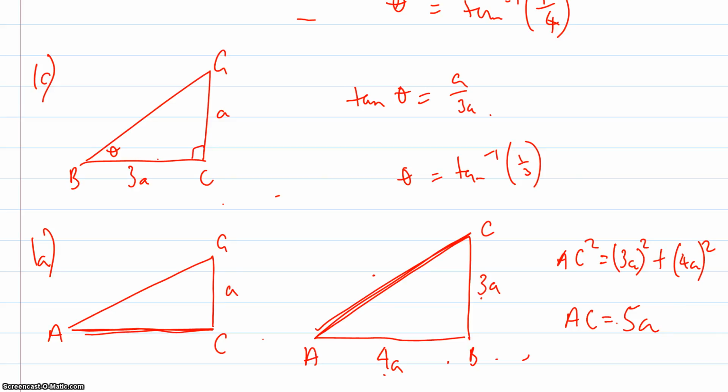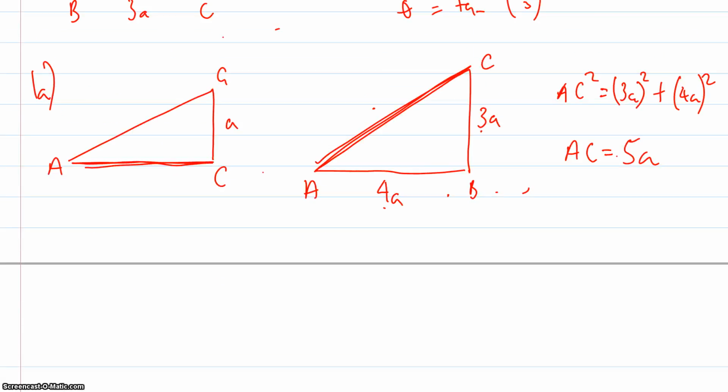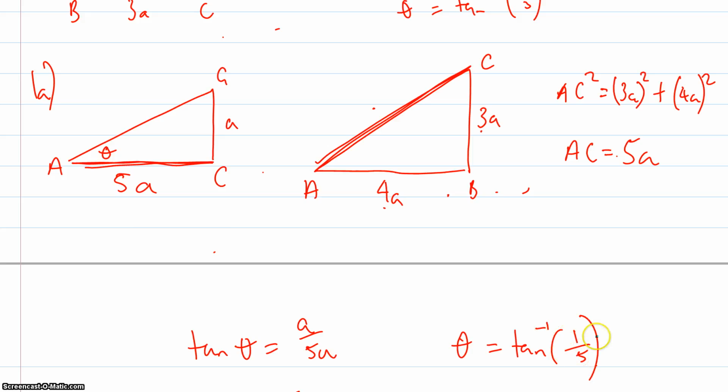And then finally, if that AC is 5A, then I can find out what this angle is in here, which is what the question was actually asking me to do. So it's going to be tan theta is A over 5A, which means theta will be tan inverse of 1 over 5.